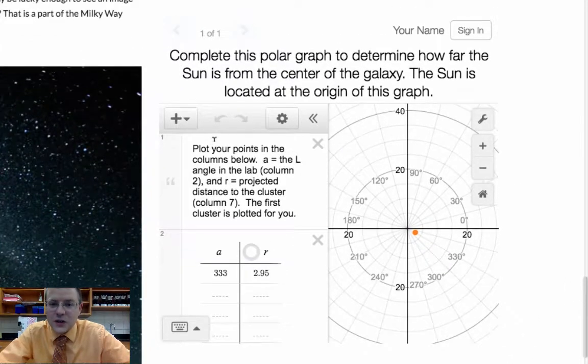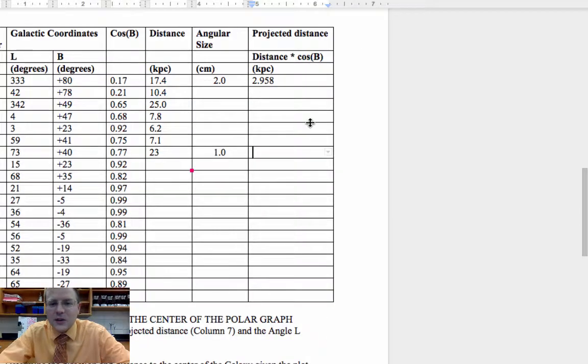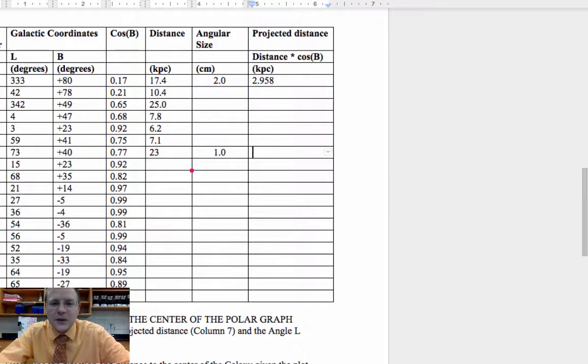There are instructions on how to plot the points. It tells you which columns to look at. The A column corresponds to the second column in your graph, the L angle, and the R corresponds to the projected distance, that last column that you calculated, all the distances you'd need to walk to the cluster. So if you see, I've plotted the first one. The first angle was 333 degrees at a distance of 2.95 from the center.